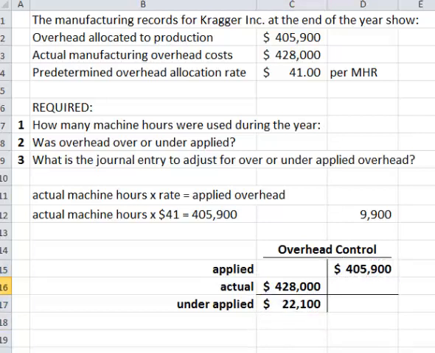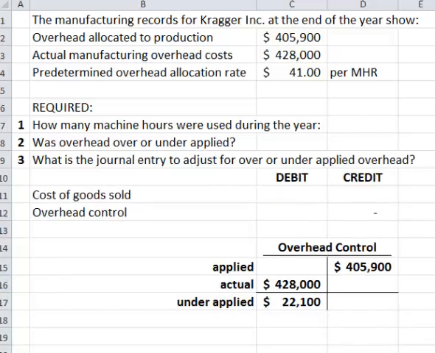What is the journal entry to record that under applied? In other words, we need to credit the overhead and debit cost of goods sold for the under applied amount. Let's do that. So here is the bones of our journal entry, and we know the amount that we need to debit cost of goods sold and credit overhead control. So there you have it.